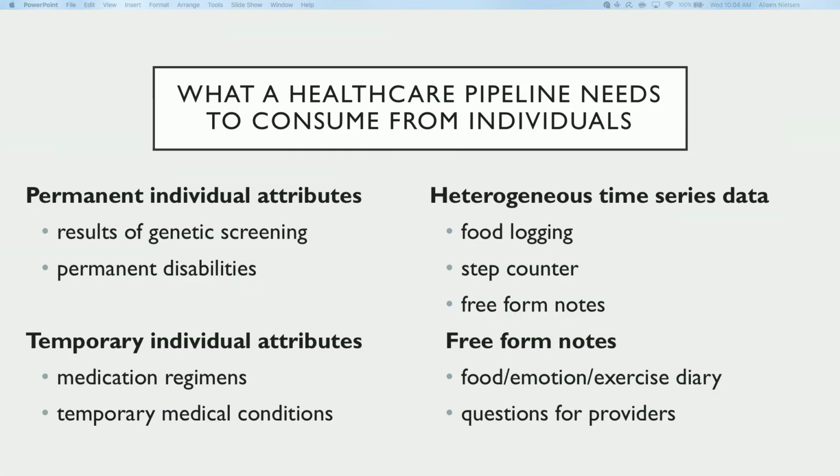So what a healthcare pipeline needs to consume from individuals are things like permanent individual attributes, temporary individual attributes, heterogeneous time series data, and free-form notes. So you can see some examples of those things. You want a pipeline that can take in all of these things, right? So when I say pipeline, I really mean many different parallel processing components.